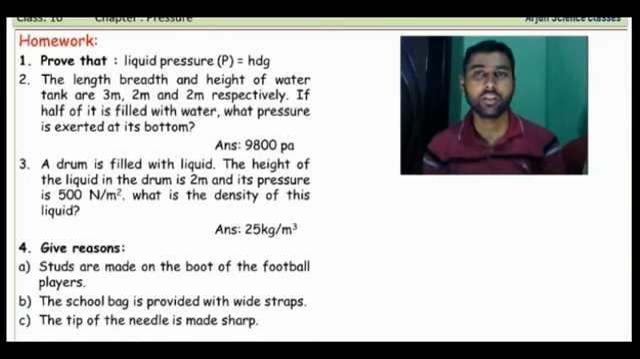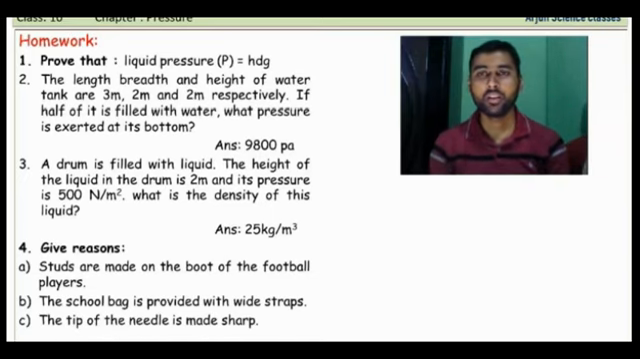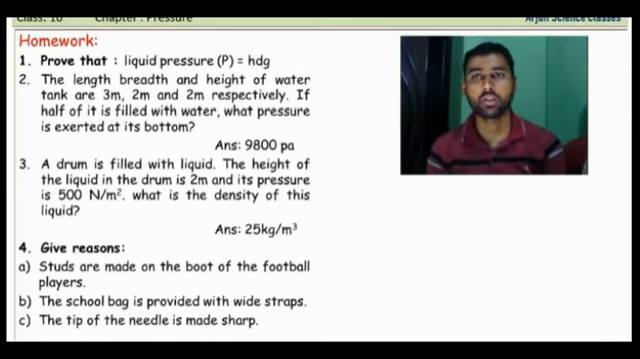Dear students, only this much for today. In the next class, I will discuss Pascal's law, the law of flotation, Archimedes' principle, and the working mechanism of the hydraulic brake.